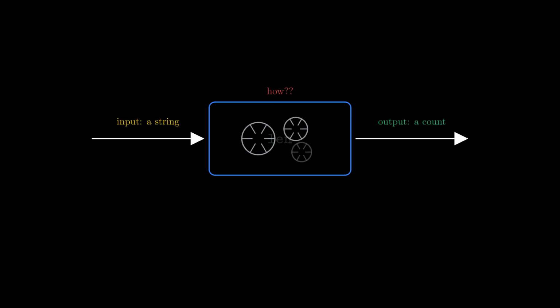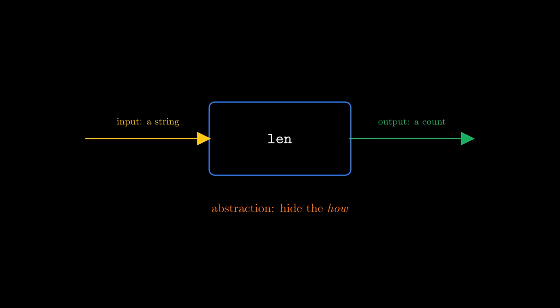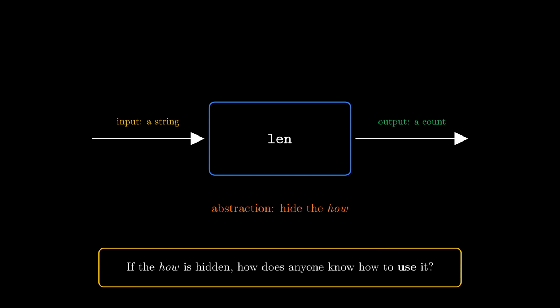Here is the quietly powerful part. When you call len, you have no idea how it actually counts the characters, and you do not need to. The inner workings are hidden away. This is abstraction. The function hides exactly how it does its job and shows you only a simple relationship, inputs going in, an output coming back. But that raises a question. If the how is hidden, how does anyone know how to use it?